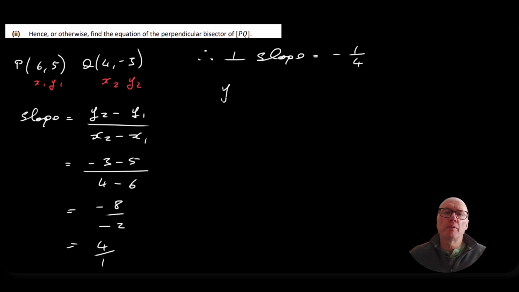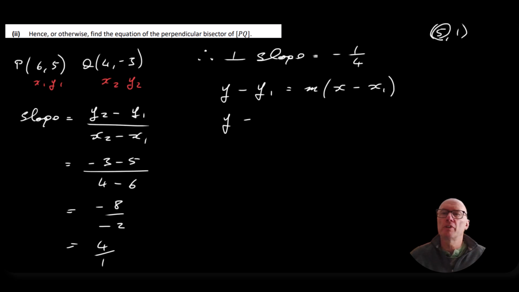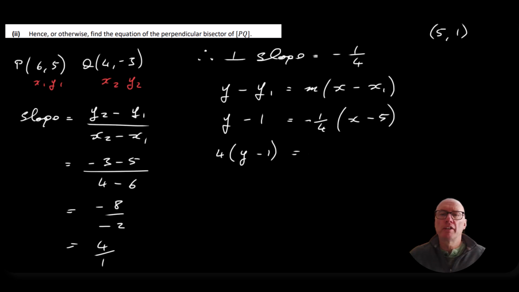The equation of our perpendicular bisector is y - y1 = m(x - x1). Remember, the point on the perpendicular bisector is (5, 1), so this is our x1 and this is our y1. So it is y - 1, and then m is -1/4, (x - 5). Multiply both sides by 4, so 4(y - 1) = -1(x - 5). Then multiply out the bracket: 4y - 4 = -x + 5.